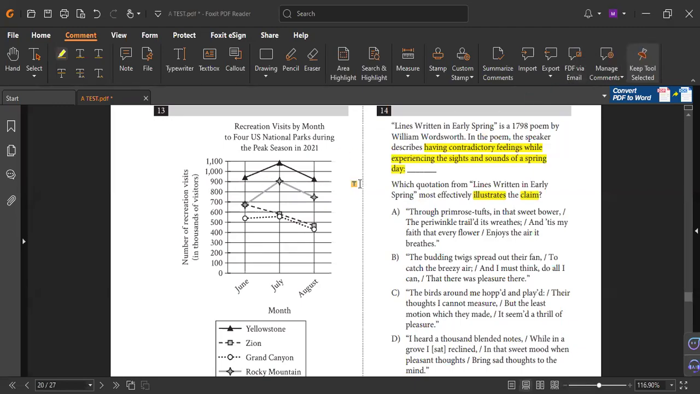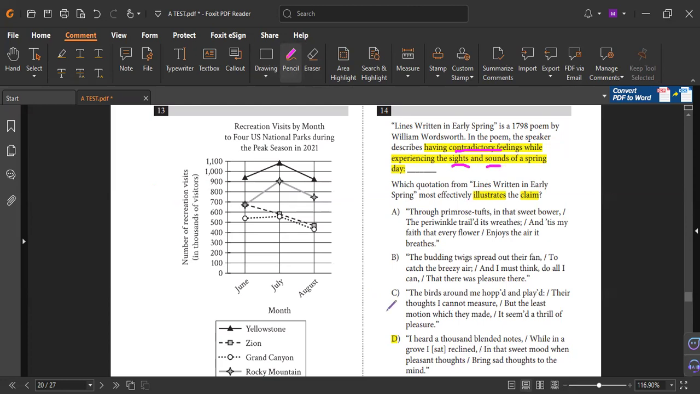And now let's continue up. Yeah, so you said the question of 14 must be letter D. Now we need to have evidence. We said contradictory feelings when experiencing sights and sounds.